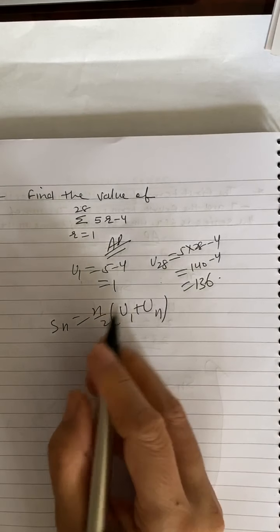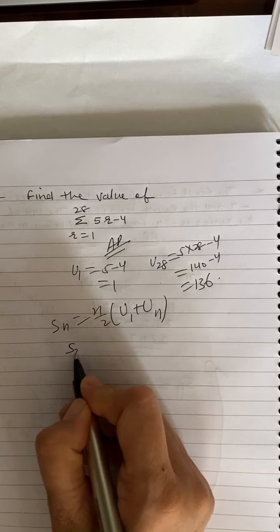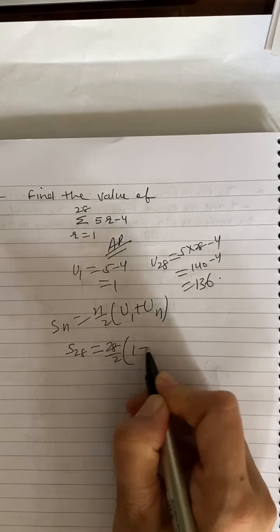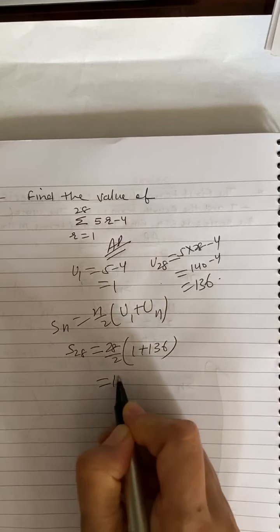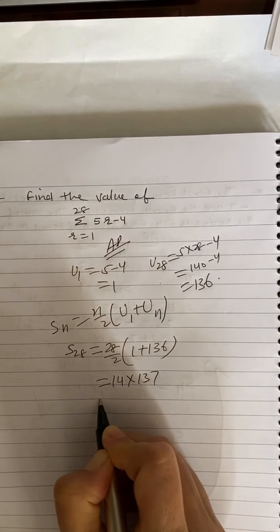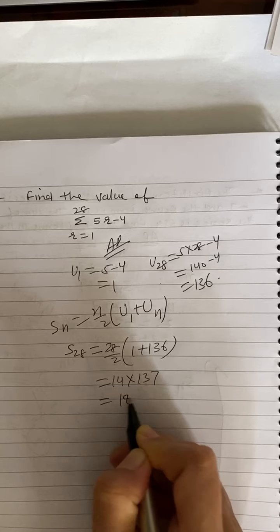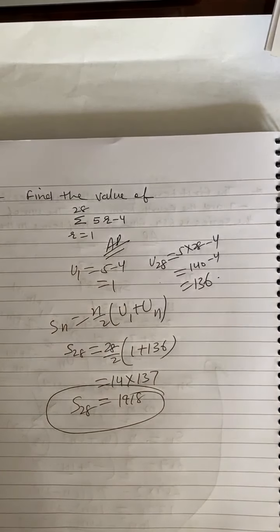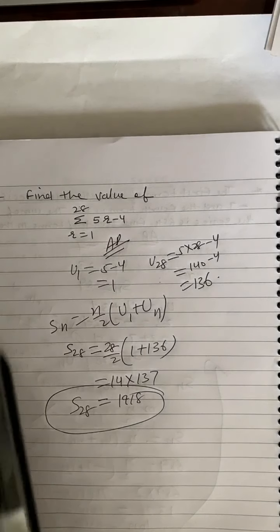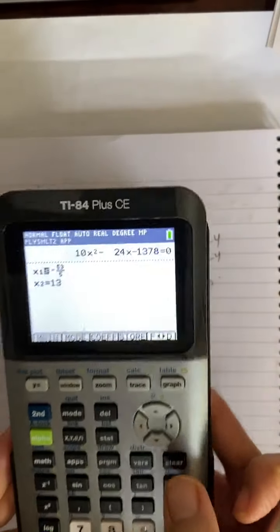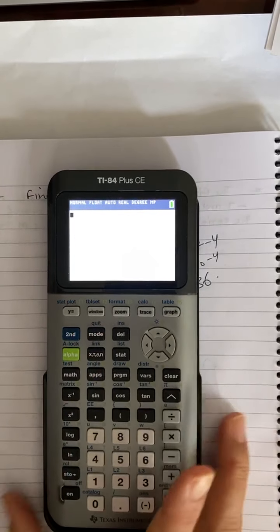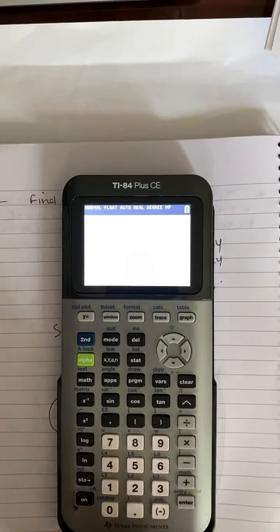And now I will start substituting the value. So n is 28, 28 over 2, 1 plus 136. So 14 times 137. So you got 1918. That's your S28. So that's your final answer. So you should know how to do it by hand, but I'm also going to show you how to do it using a calculator. How can we use the calculator to check it? But again, I'm saying you have to use the calculator only to check it.